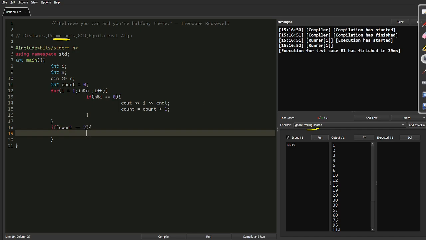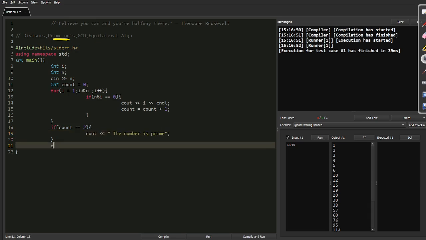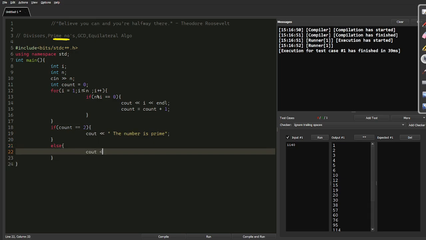Only one has one divisor. 2 has 2, 1; 3 has 3, 1; 4 has 2, 4, 1. So a number has a minimum of two divisors; it cannot be less than that. So if count equals 2, cout "the number is prime" and I exit this loop, else cout "the number is not prime".